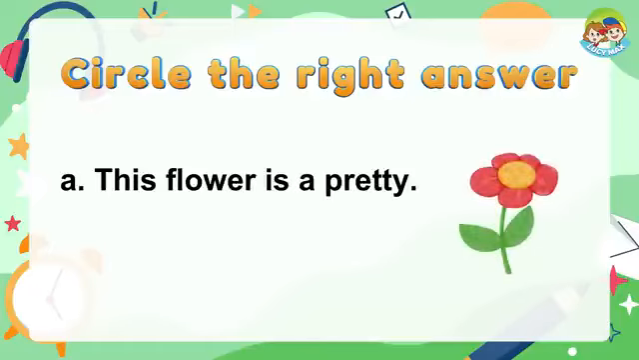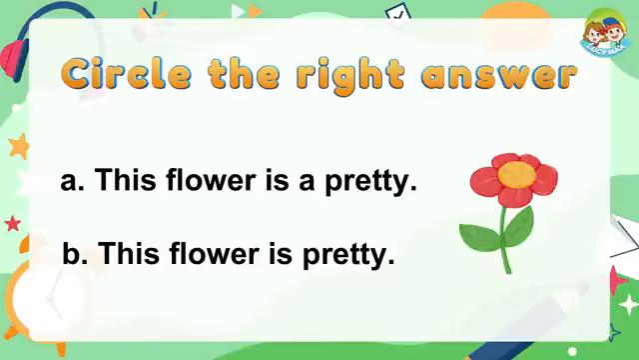A. This flower is a pretty. B. This flower is pretty. The answer is B. This flower is pretty. It's not A because you do not use the article a without a noun.